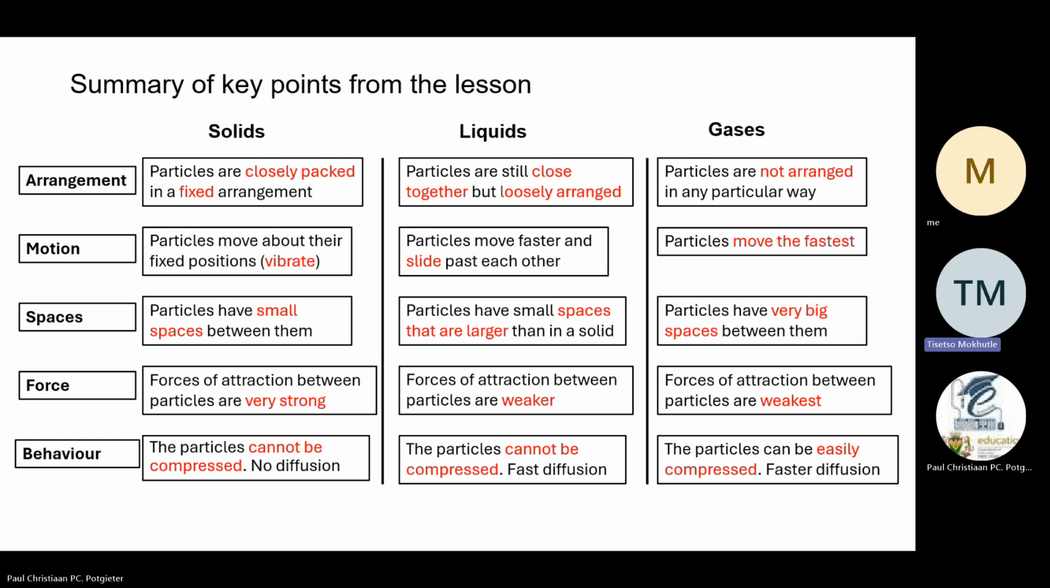And how do all those descriptors affect the behavior of the three states of matter? Because of all the descriptors there, the particles of a solid cannot be compressed, and there is no diffusion in solids. The particles in a liquid cannot be compressed, but the diffusion is faster than with the solids. And then for gases, the particles can be easily compressed, and the diffusion is the fastest.